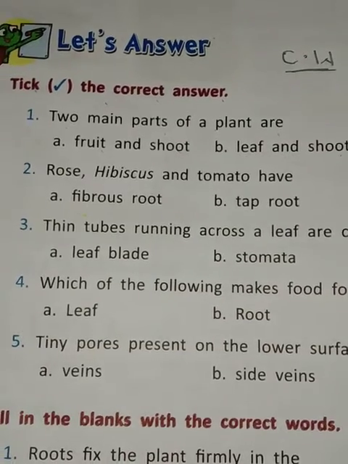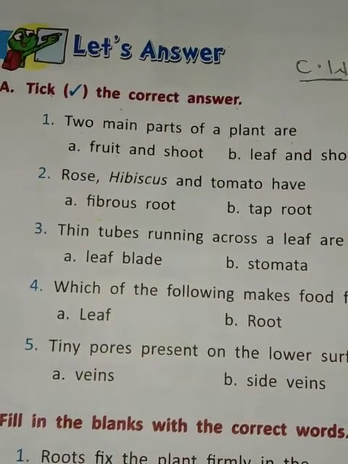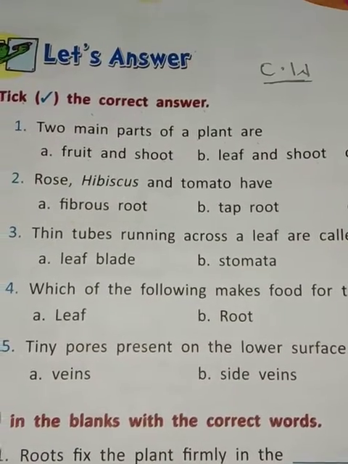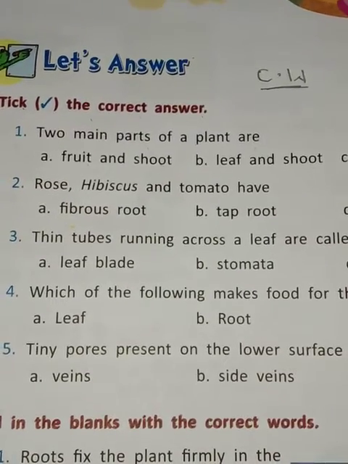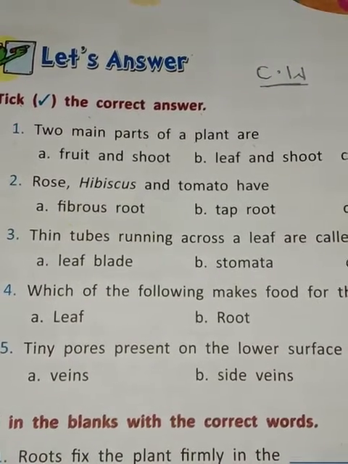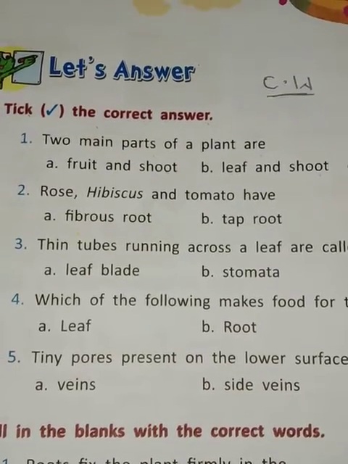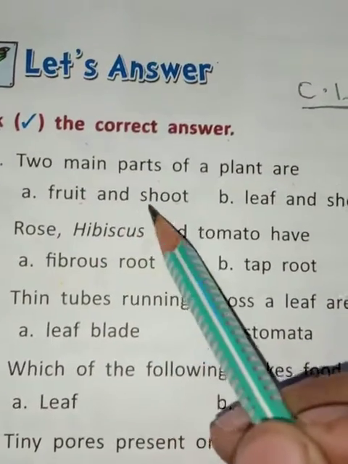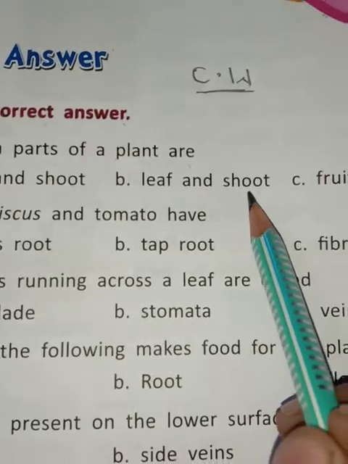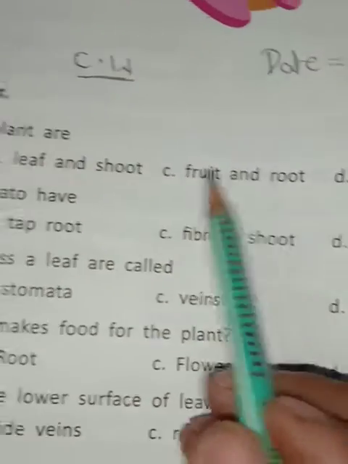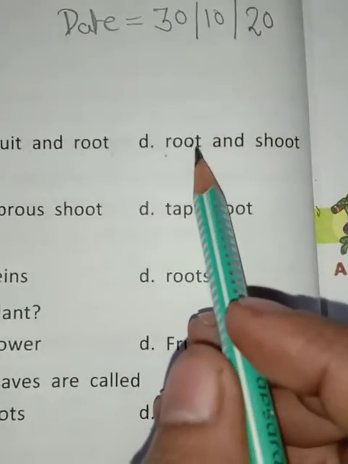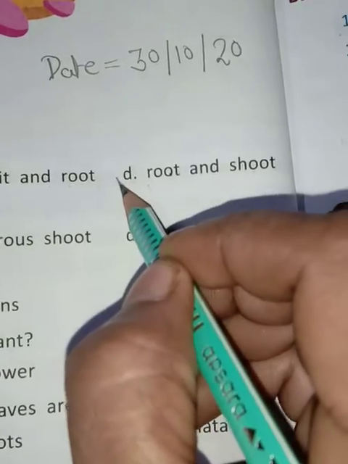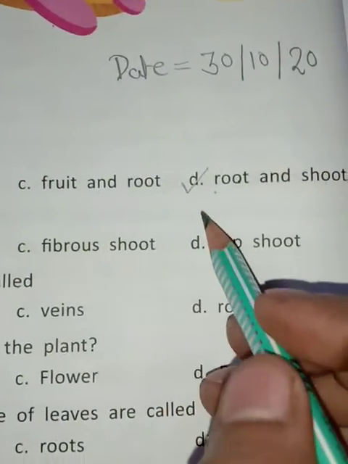Student, already I have explained about parts of a plant. Yes, two main parts of a plant are root and shoot. Now the shoot grows up and roots grow downwards. Okay, now option number A, fruit and shoot, B, leaf and shoot, and C, fruit and root are wrong. Now the correct option is root and shoot. Now we will tick option number D. Okay, now clear?